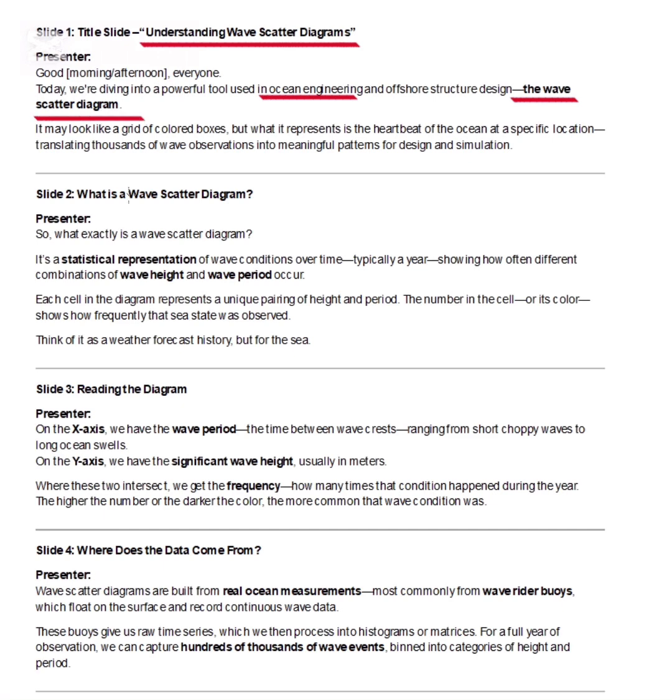It may look like a grid of colored boxes, but what it represents is the heartbeat of the ocean at a specific location, translating thousands of wave observations into meaningful patterns. Now, what does it mean?